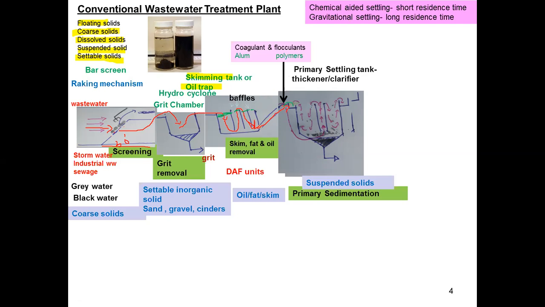So from primary sedimentation, now we can remove suspended solids of the wastewater. So now you know the sludge is coming from the bottom, where usually 70% of the suspended solids or colloidal solids are settled at the bottom of the vessel, and from the top we can take clarified water. We can take somewhat clean water from the top of the sedimentation tank.